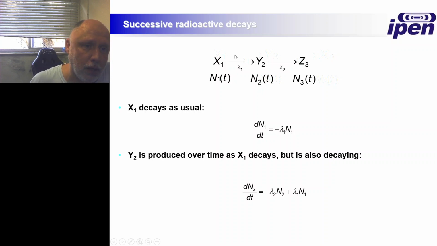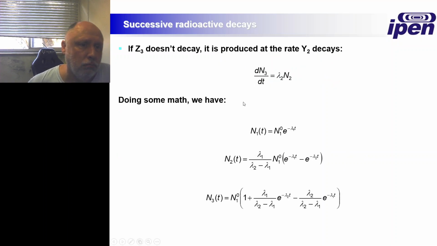So we have the daughter nuclide, and this here is quite more complicated because at the same time it is being created by the decay of the father, and it is decaying, and the decay is proportional to the number of nuclides already in the sample. For N3, it's just created, never mind. So we do some math.